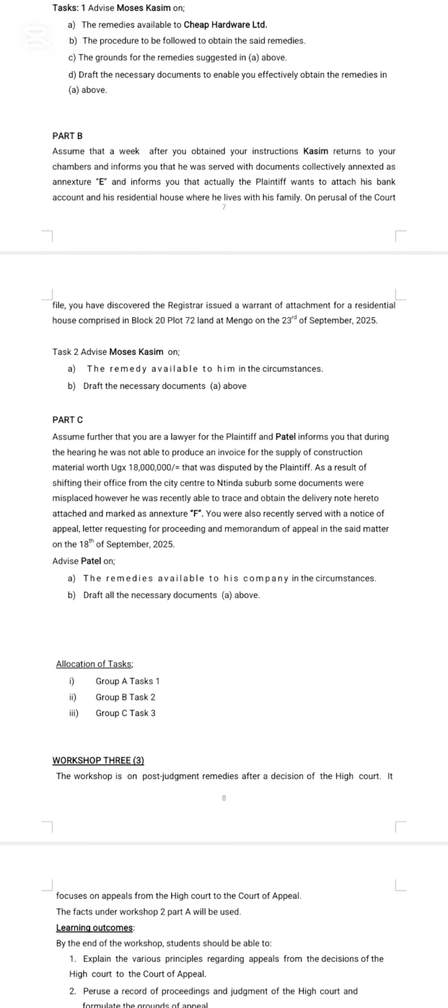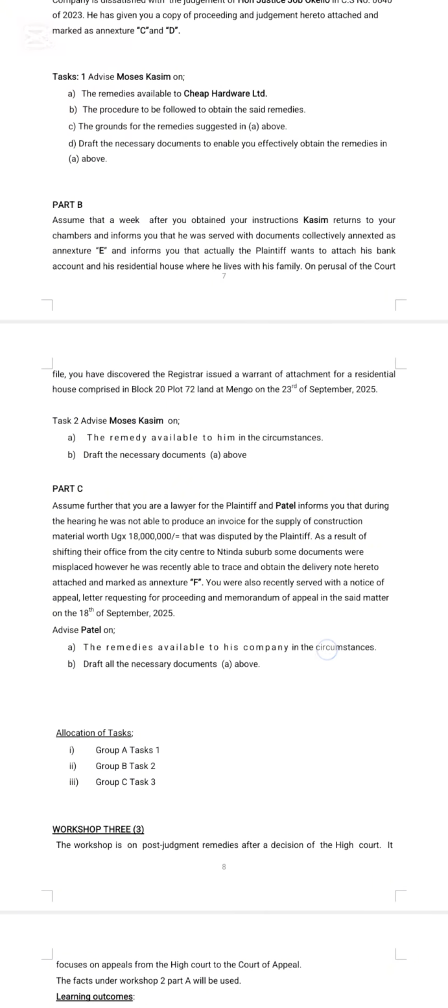Then part B, assume that a week after you obtained your instructions, Kasim returns to your chambers and informs you that he was served with documents collectively annexed as annexure E, and informs you that actually the plaintiff wants to attach his bank account and his residential house where he lives with his family. On perusal of the court file, you have discovered that the registrar issued a warrant of attachment for a residential house comprised in block 20. Task 2, advise Kasim on the remedy available to him in the circumstances, draft the necessary documents in A above.